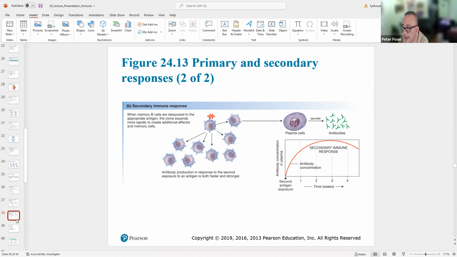Okay, the secondary immune response. This is a secondary immune response. The clonal expansion occurs much more rapidly the second time around, and therefore the immune response is much faster the second time around.